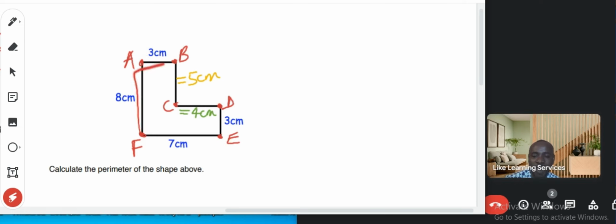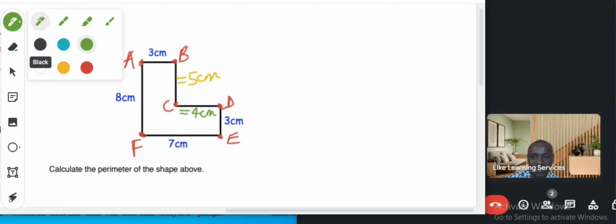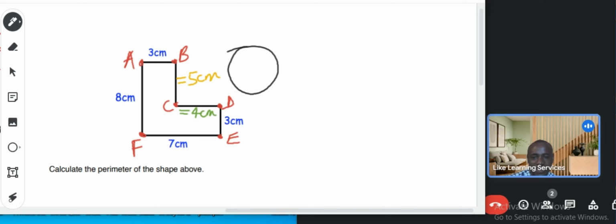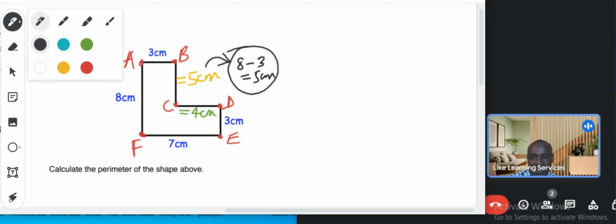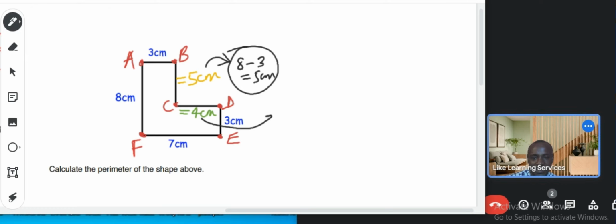Now we have all the dimensions. You can add up. By the way, I should have shown you how we got this one. This is how we got it, so that you remember. Let me put an arrow to show you how we got it. We said 8 minus 3 equals 5. That's how we got this one. And I will also add an arrow here to show you how we got this one. We said 7 minus 3 equals 4.